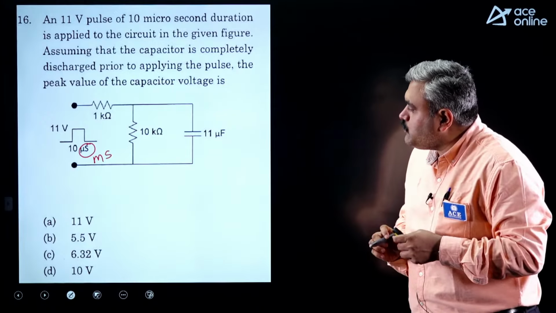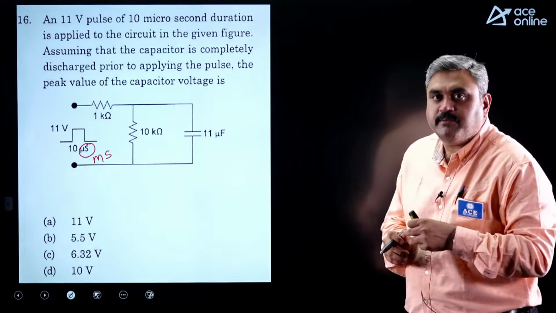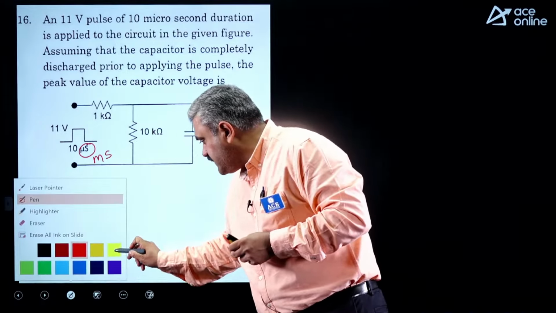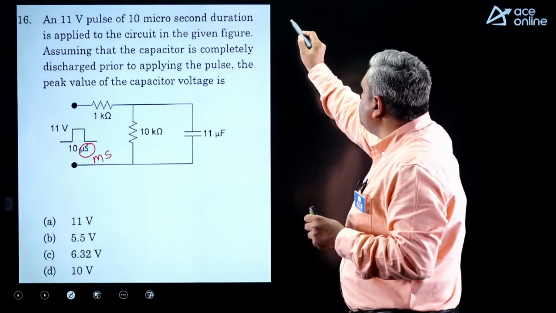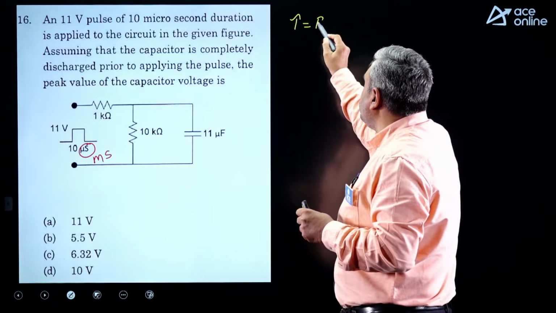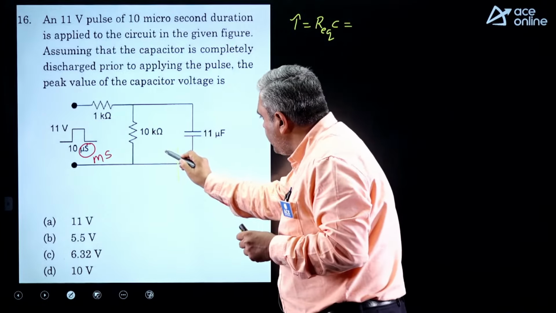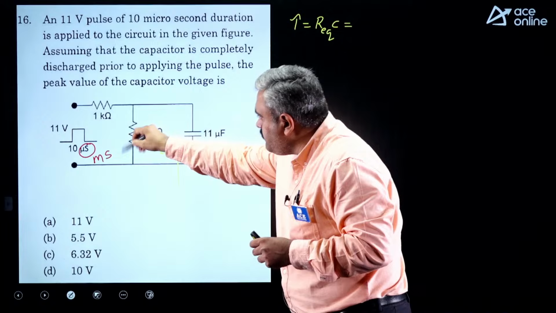He is asking what could be the maximum possible voltage that can be coming on the capacitive branch. So basically this is an RC circuit. Okay. So what is the time constant? It will be R equivalent into C. So when you see the R equivalent from the capacitive terminal, these two will come in parallel.